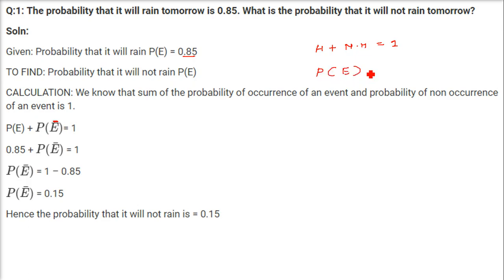This is the probability of an event and this is the probability of not an event, meaning that event is not happening, the non-occurrence of that event. So the sum of the probability of occurrence of an event and the probability of non-occurrence is going to be 1. This is 0.85, this is not known, this is 1. Bring it here. 1 minus 0.85 is 0.15. So the probability that it is not going to rain is 0.15.